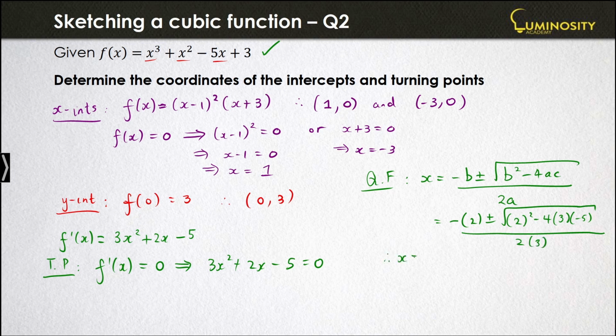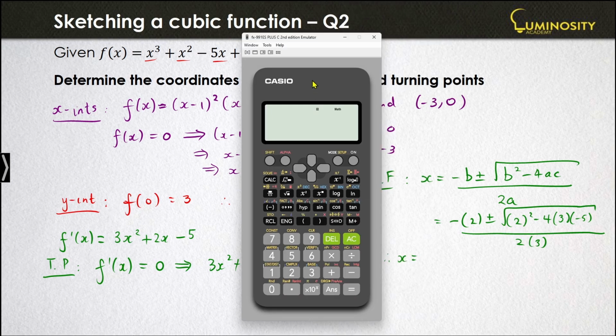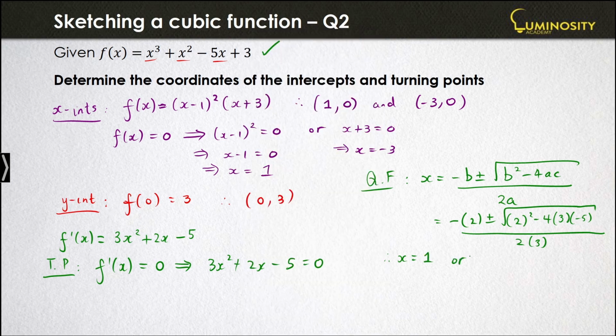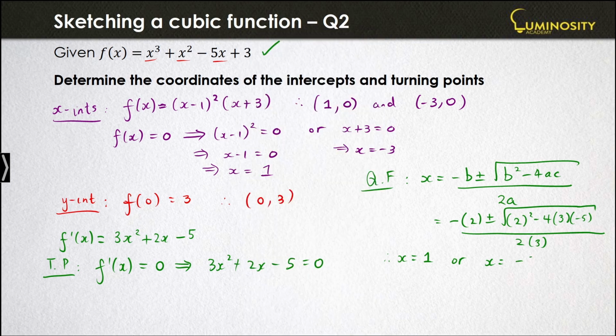So therefore, I get two values. So let's bring up our calculator and then work out that value. Okay, so for the first one, I'm going to put negative 2 plus the square root of 2 squared, which is 4, minus 4 times 3 times negative 5. And then all over 2 times 3, which is 6. So I get x equals 1, which is great. Or x equals, so let's go up here and put a minus sign, and we get negative 5 over 3. Okay, but notice that x equals 1, that is also an x-intercept.